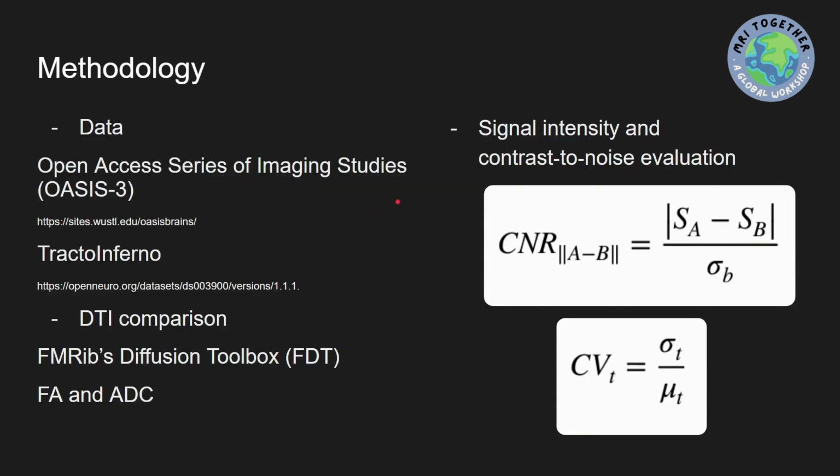Well, to evaluate this, we used the open access OASIS and Tractoinferno datasets, which both have excellent data to analyze. And we simply calculated the signal intensity and contrast-to-noise evaluation to understand how our mapping is behaving or presenting the results to us.